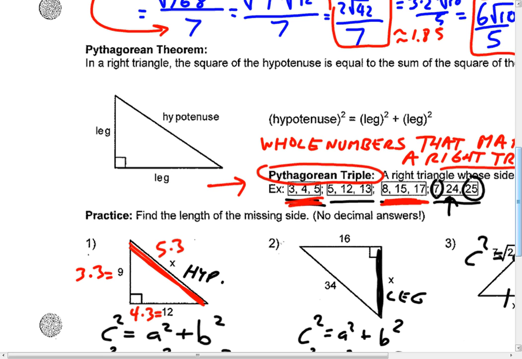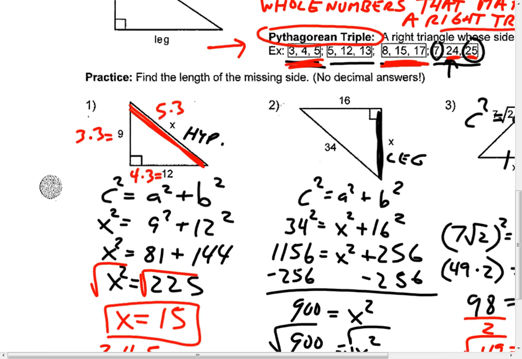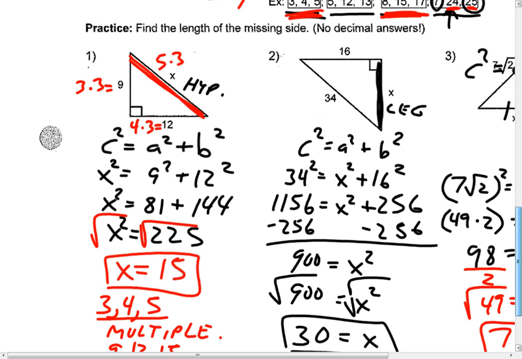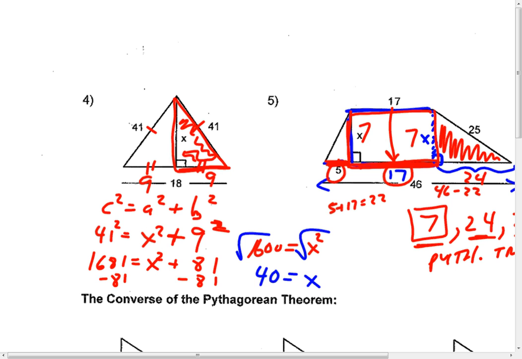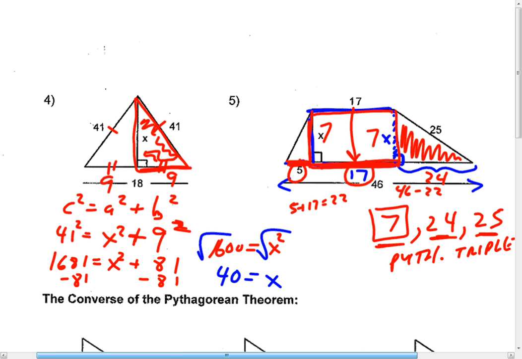But why do you like the 7? Or you said 24 and 25, get 7, right? Because if you do the Pythagorean theorem with 24 and 25, you'll get a 7. Okay. Instead, we're just doing a shortcut. Instead of always doing the Pythagorean theorem, see if you can memorize a couple of them.